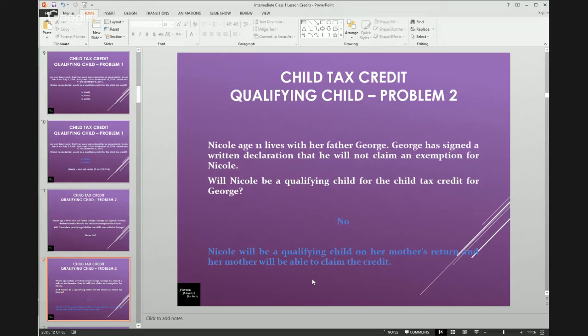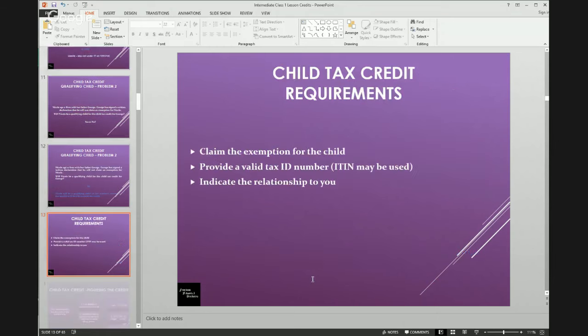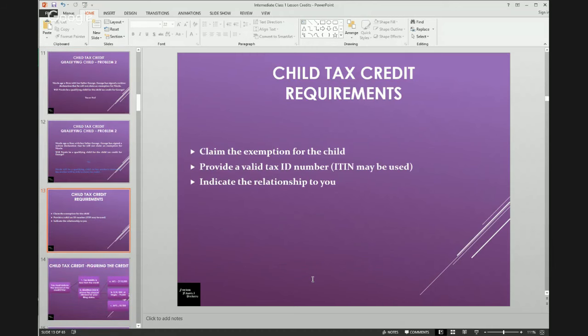So when George allowed Nicole's mother to claim her on her return as a dependent, he also is foregoing the child tax credit. Child tax credit requirements: you need to be able to claim the exemption for the child, and you actually must claim the child. So not just qualify to claim the child, but actually claim the child on your tax return. You also need to provide a valid tax ID. You may use an ITIN, and you need to indicate your relationship to the child.